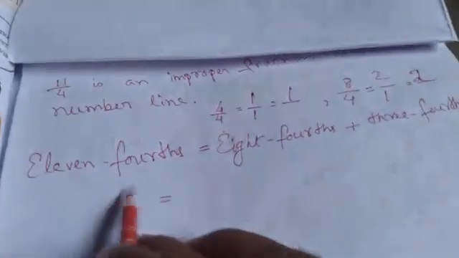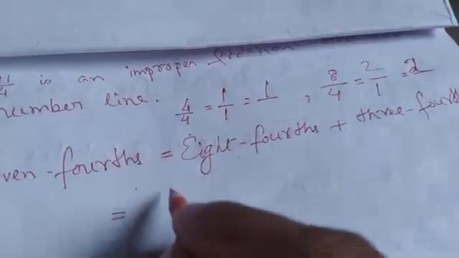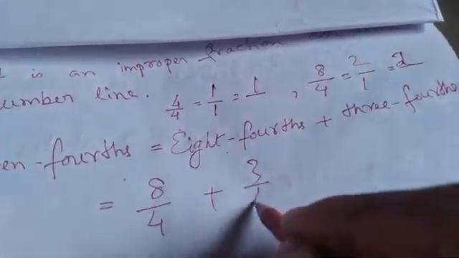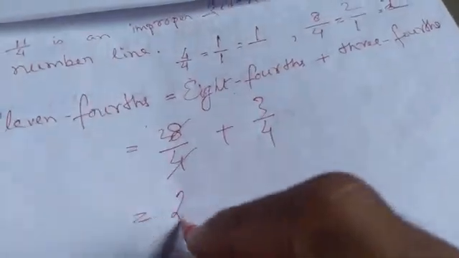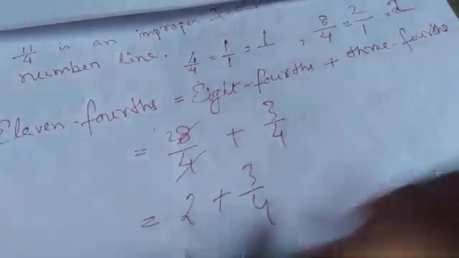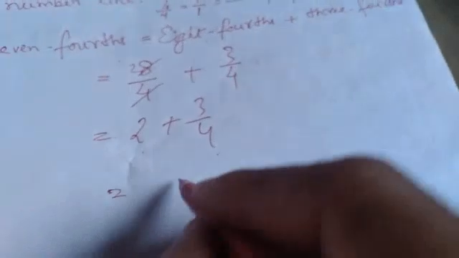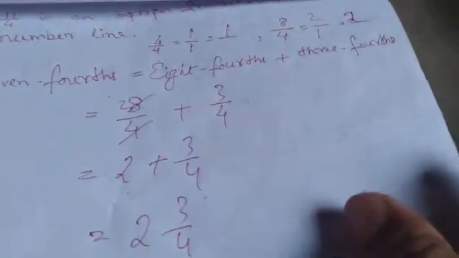Now see, 11 fourths is equal to 8 fourths plus 3 fourths, that means 8 by 4 plus 3 by 4. If we cut this, we get 2, so 2 plus 3 by 4, and when we add it, we can simply write 2 3 by 4. In this way we will do this on a number line.